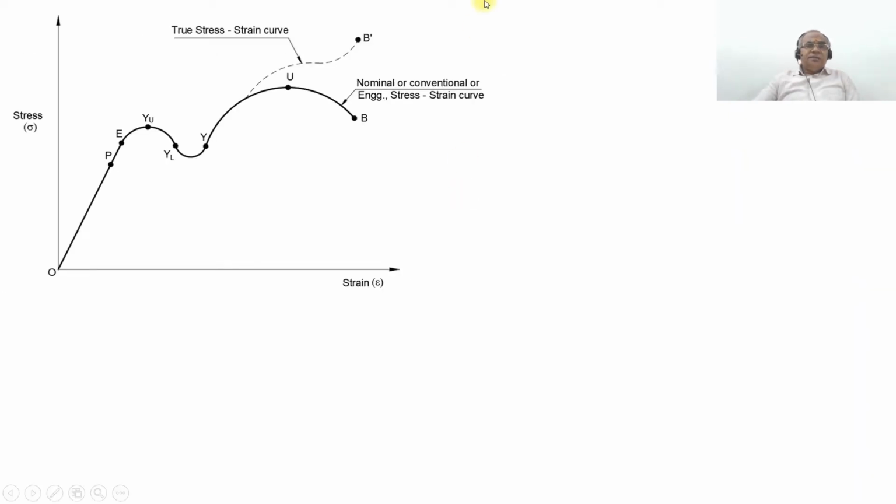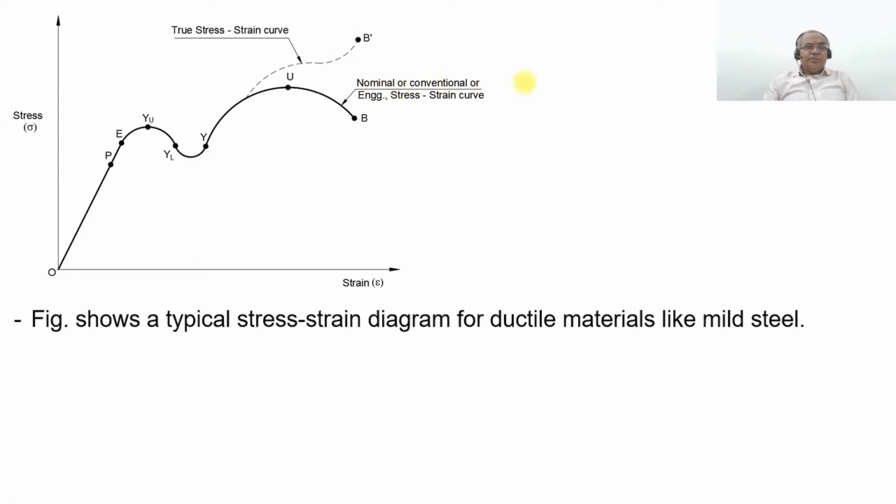This is the typical stress-strain diagram for a ductile material. Here we have O to P, then E, the upper yield point, the lower yield point, then the ultimate point, and then the break stress. This is the true stress-strain curve, and this is the nominal or conventional engineering stress-strain curve.